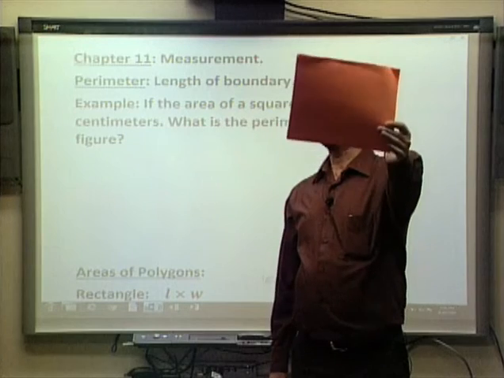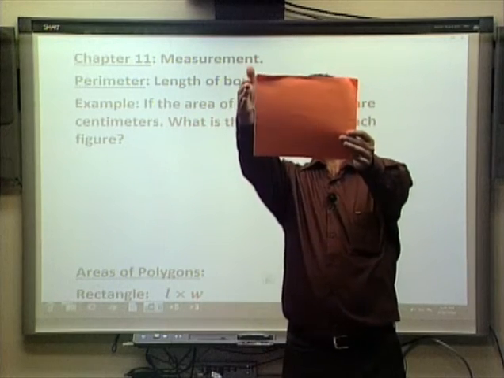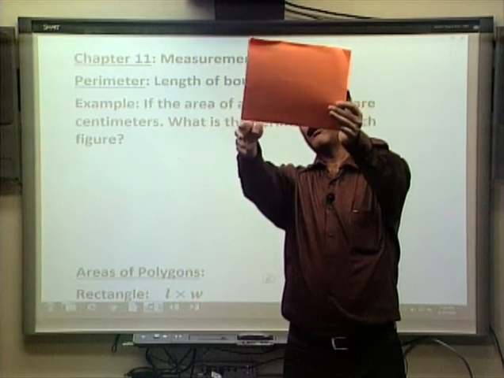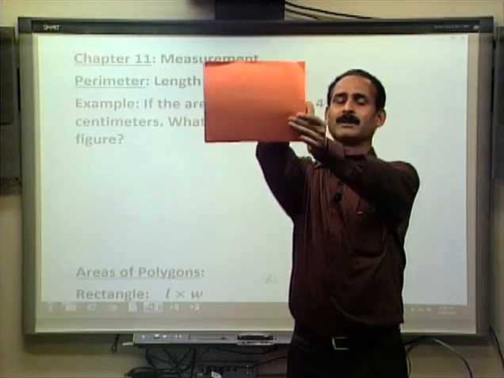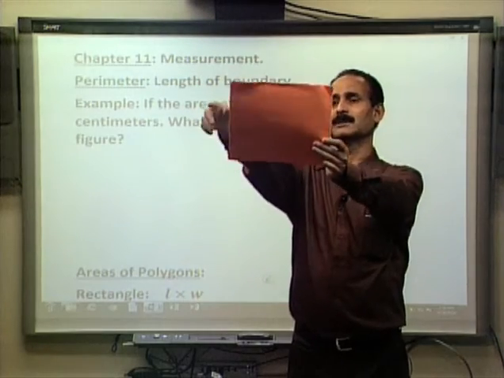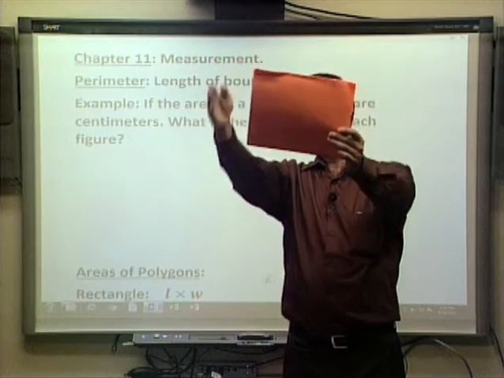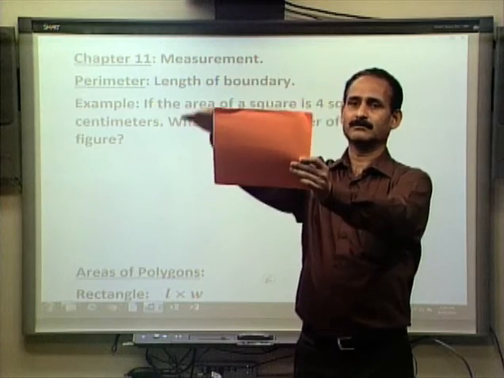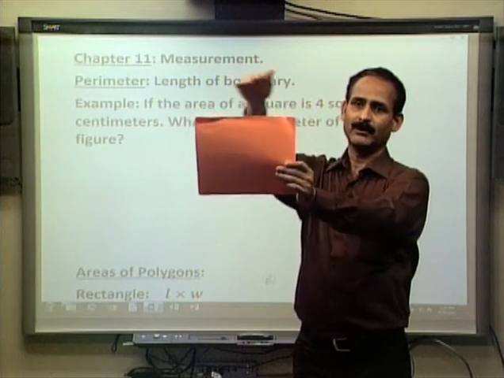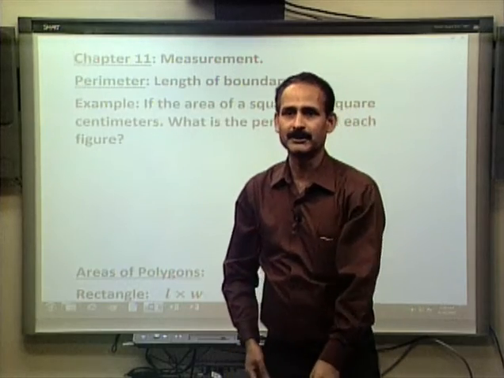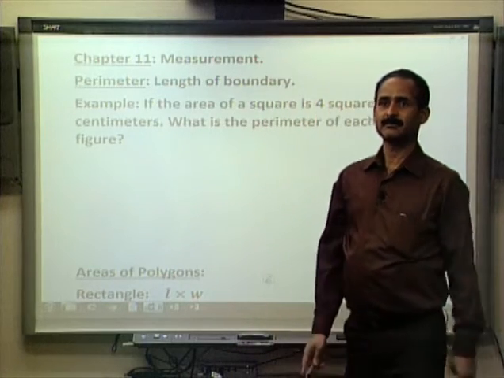If I want to think of the perimeter of this rectangular region, this is the length of one boundary, this is the length of another boundary, this is the length of another boundary, and this is the length of another boundary. If I add all the lengths of all the boundaries, that gives me the perimeter.